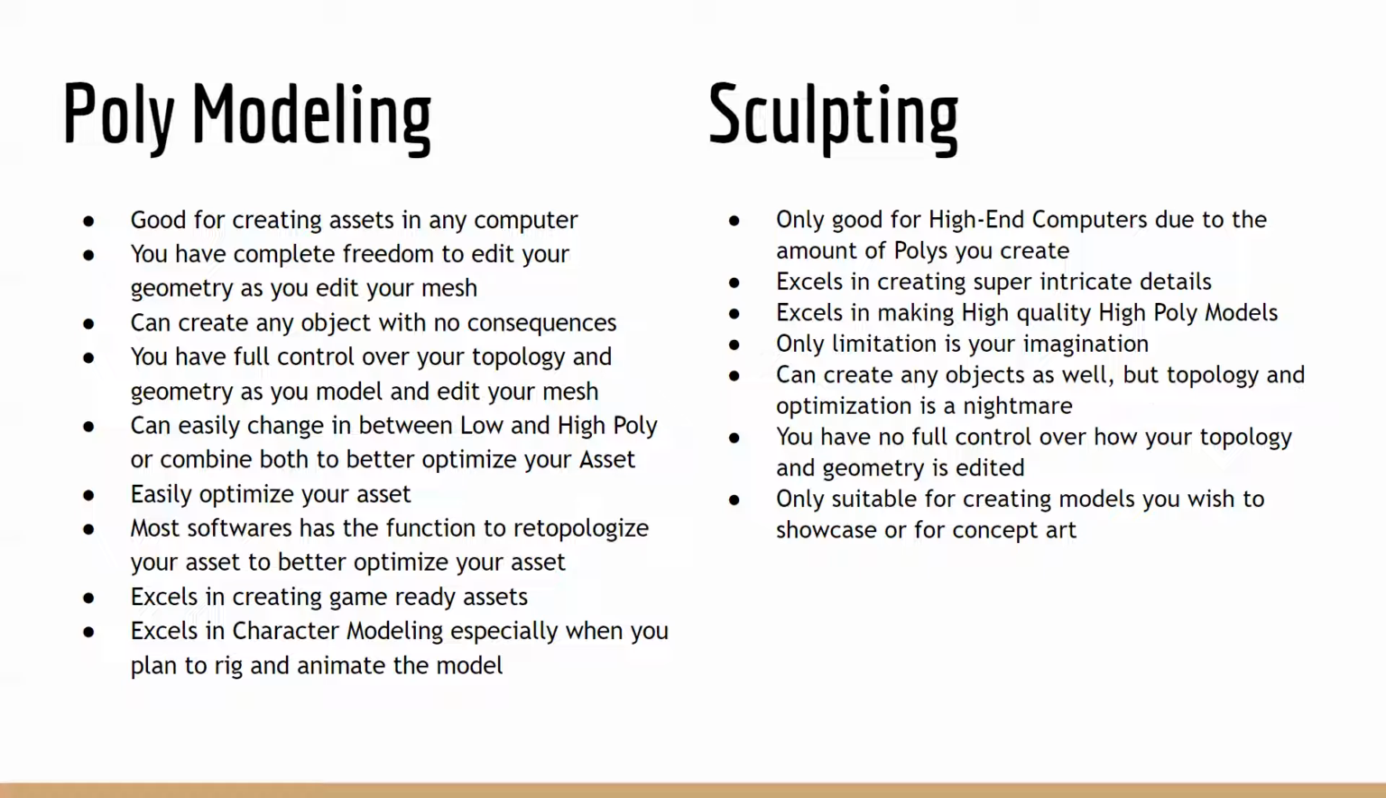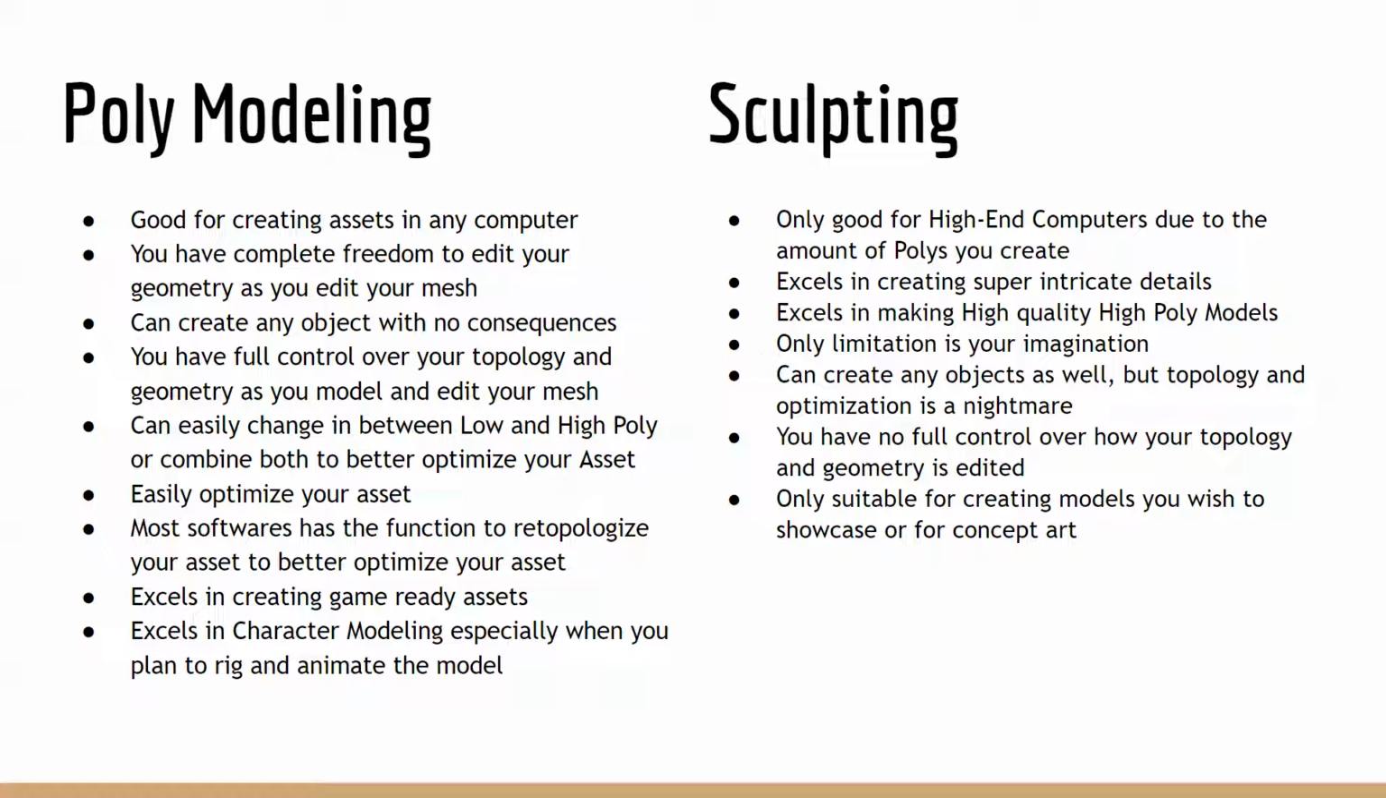Next, sculpting excels in creating super intricate details. So, mga details like, for example, mga scratches, mga bumps, or like for example, when you're creating an organic and you're trying to make an arm, pwede mong gawin yung texture mismo ng skin, or pwede mong gawin din yung ugat ng tao, no? So, that's how sculpting can be really useful when you're creating high quality models. So yeah, excels in making high quality, high poly models, no? Because of the details that you can see when you're sculpting. Only limitation is your imagination.